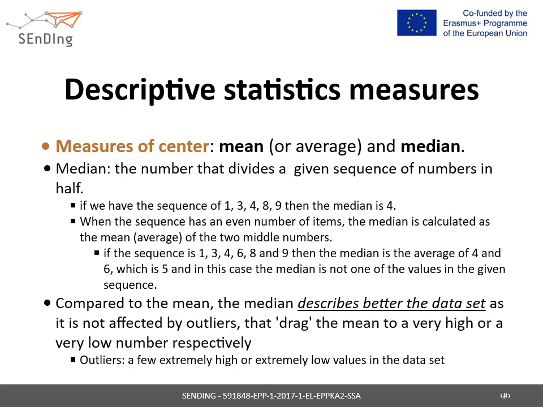When the sequence has an even number of items, the median is calculated as the mean average of the two middle numbers. For instance, if the sequence is 1, 3, 4, 6, 8 and 9, then the median is the average of 4 and 6, which is 5, and in this case the median is not one of the values in the given sequence. Compared to the mean, the median describes the dataset better as it is not affected by outliers, a few extremely high or extremely low values in the data set that drag the mean to a very high or a very low number respectively.